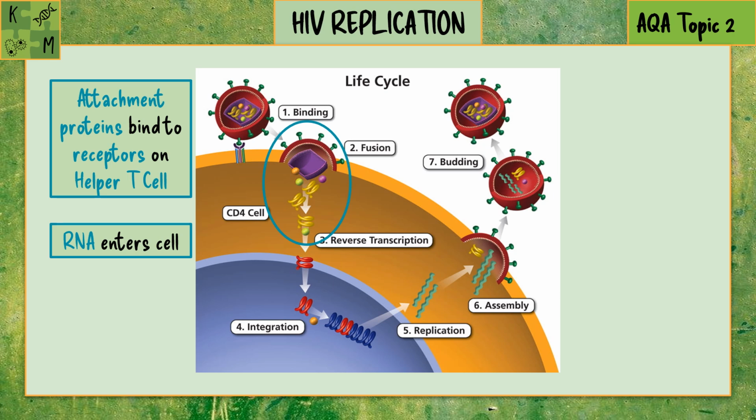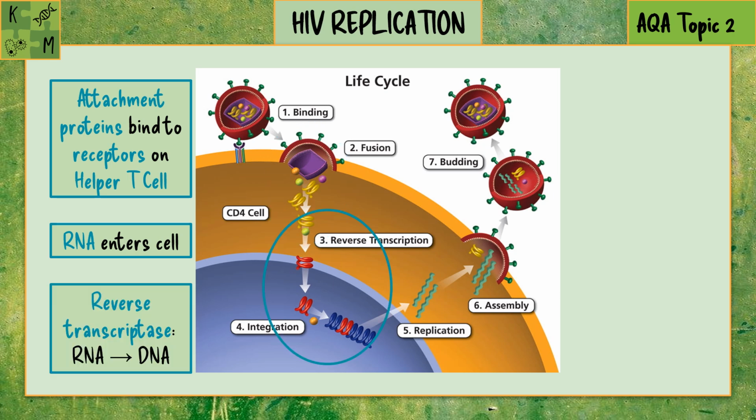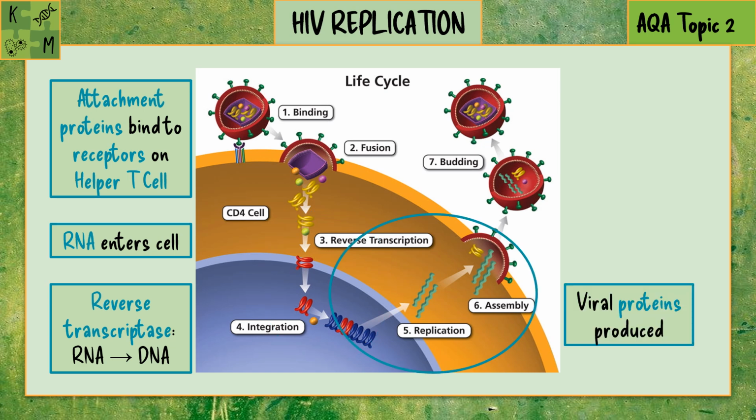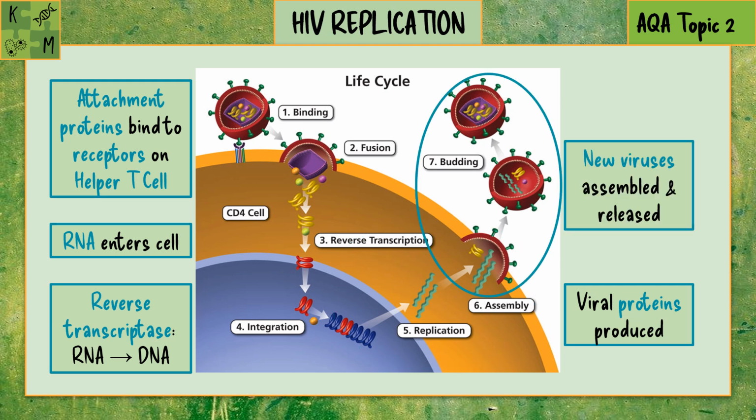Once inside the cell, reverse transcriptase produces a DNA copy of the HIV RNA base sequence, and this is incorporated into the host DNA. Viral proteins can now be produced, and new viral particles are assembled. The new viruses leave the cell in a process called budding, as they become surrounded in a phospholipid bilayer of host cell membrane, forming the new viral lipid envelope.